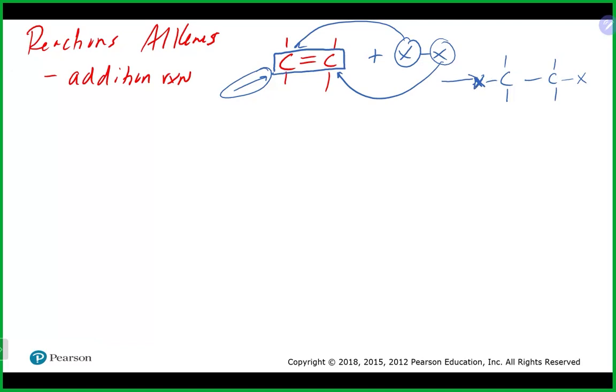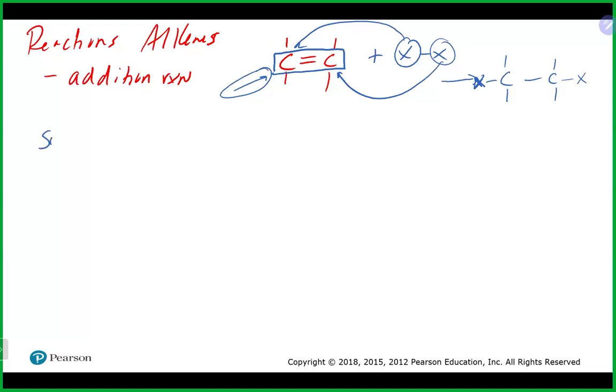And no matter if there are a lot more carbons attached, or other things attached, that's pretty much always the situation in these reactions. We make our double bond into a single bond and put one thing on one carbon and one on the other. There are really two types of addition reaction.